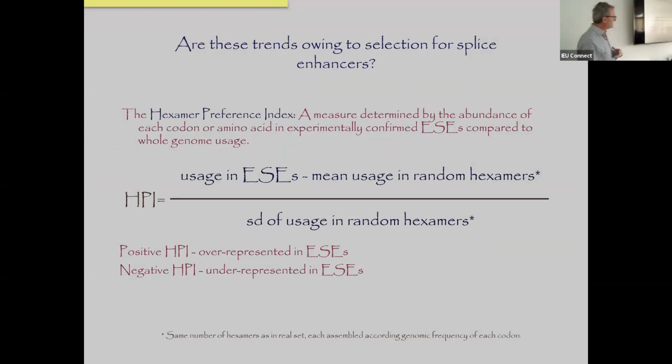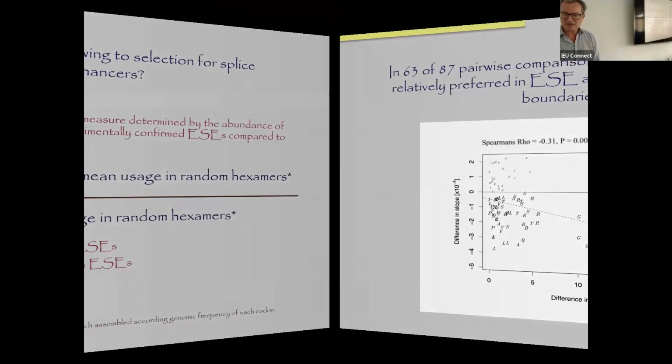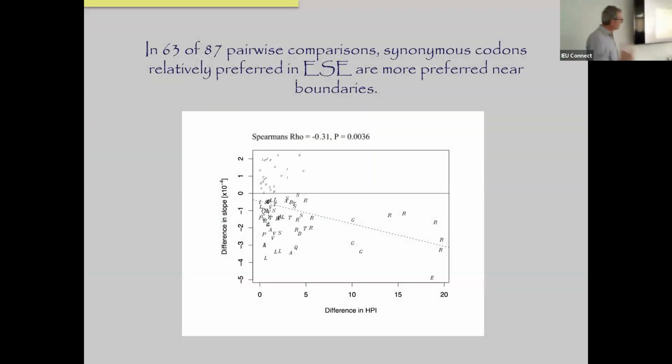Then the question is, is this anything to do with ESEs? So we have a rather pompous Z-score. It's just a Z-score, but we call it the hexamer preference index. And that basically measures how sticky you are, how much you're liked in ESEs compared to null codon usage. So a high score means you're greatly enriched in ESEs. And what we can then do is compare each pair of codons. So each letter here is a comparison between a pair of codons.